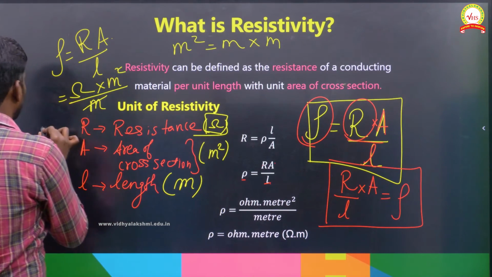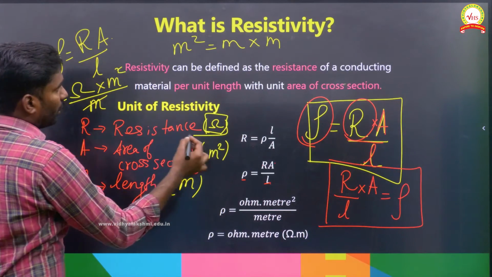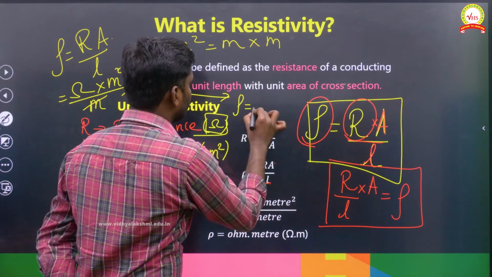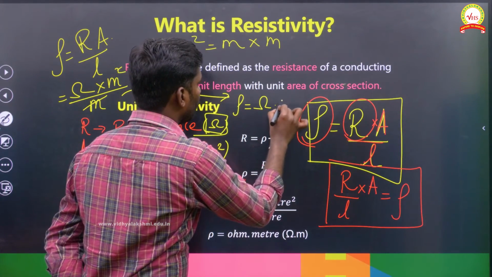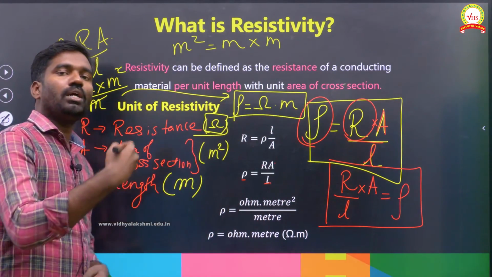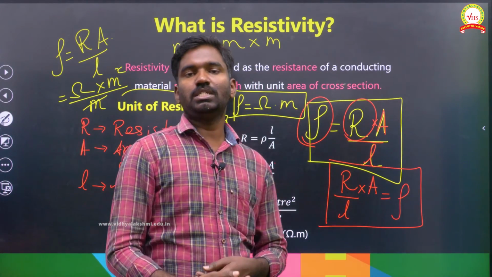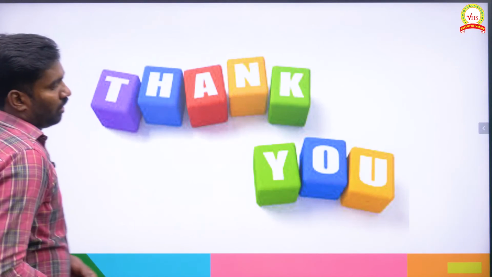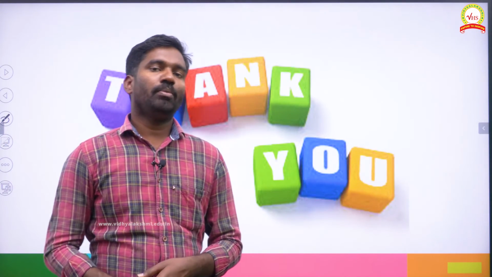So what will be remaining? I'll just write over here. Rho, the unit of resistance is remaining, which is ohm into meter. So this will be the unit of electrical resistivity. Okay students, I think the concept will be clear, right?